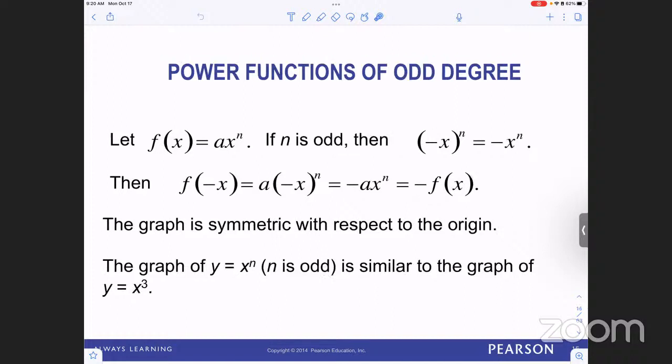Hopefully that was okay. So in the previous example, we looked at where the exponent was even. Now we want to see what happens when the exponent is odd. Same kind of premise or preface.